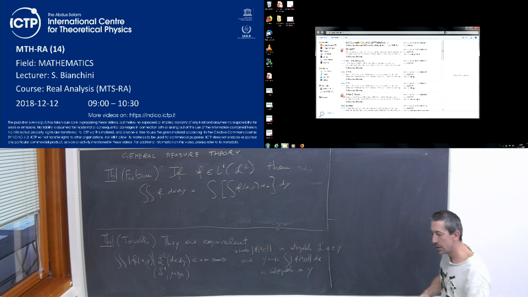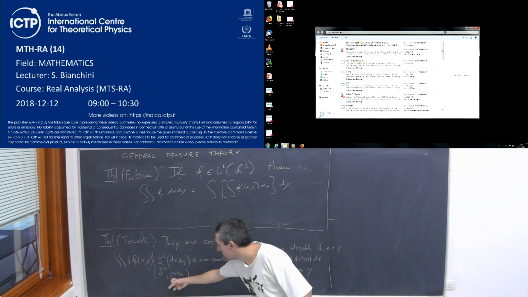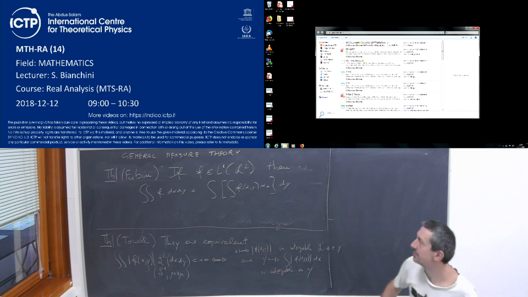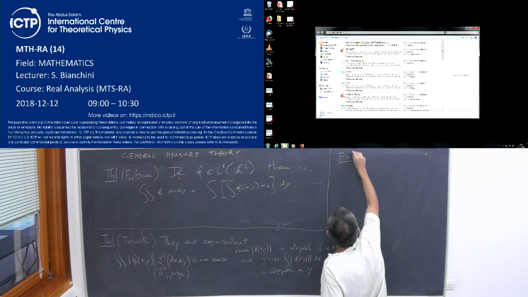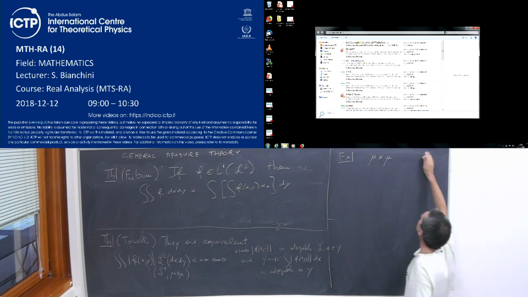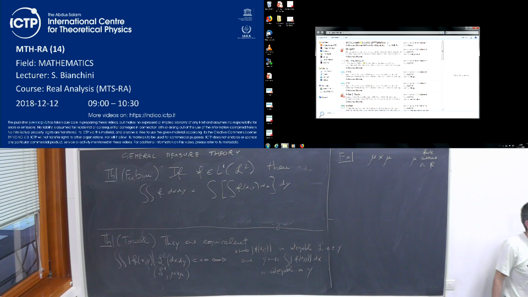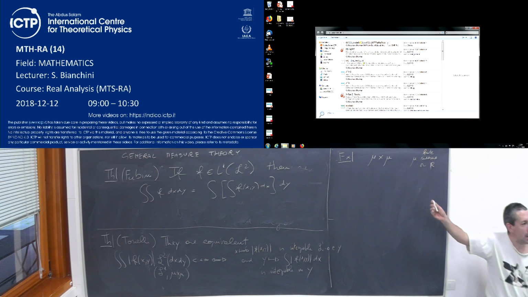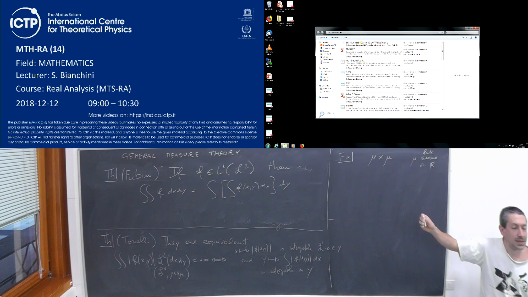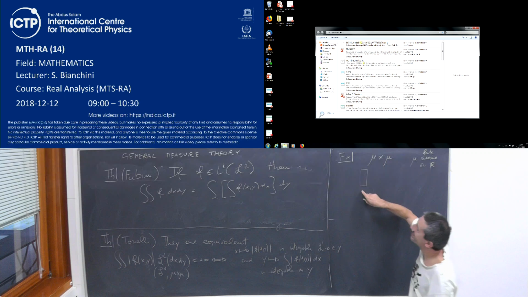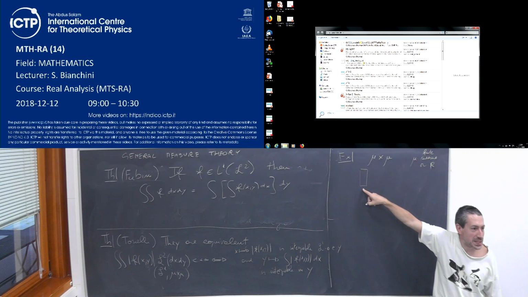So what is a product measure? Just for fun. If I'm giving you a finite measure on R, what is the product? We define it on the rectangles in the product space as the product of the measures. If I have sets A and B in the sigma algebra, I define the product. What is the measure of this set?